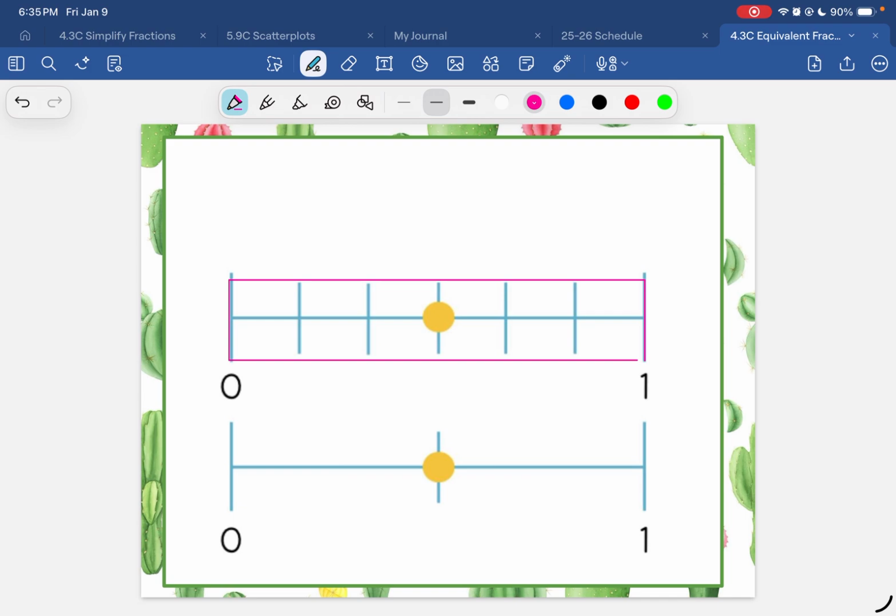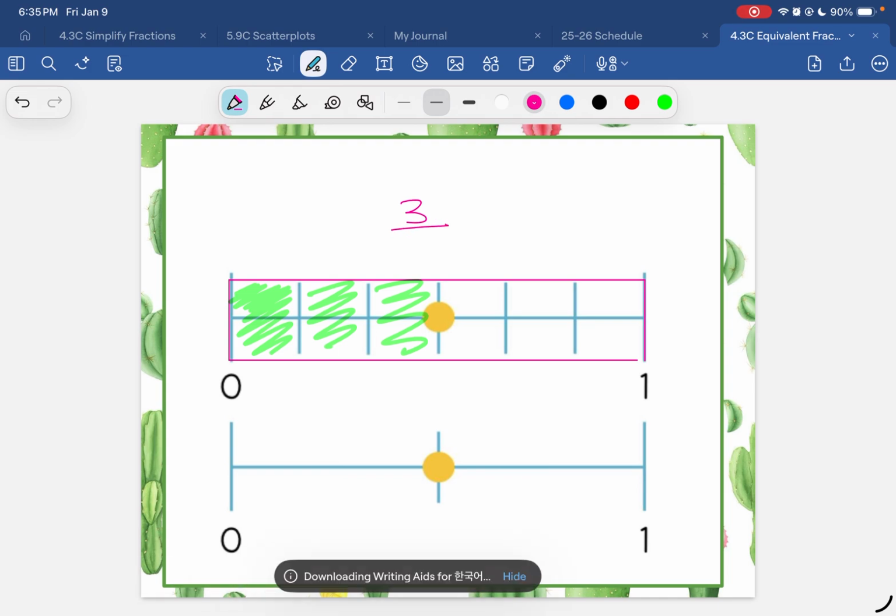So now what you see is... well, that's not what I wanted. One space, 2, 3. It stops at 3, so there's 3 shaded out of 6.